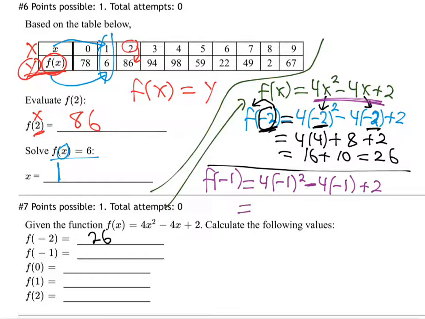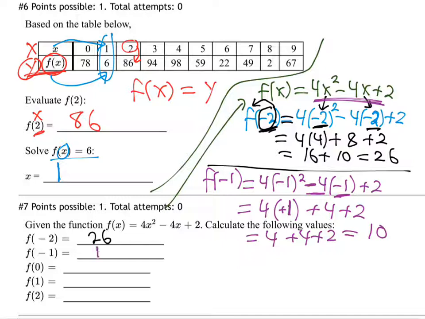Now what comes of that? That's negative 1 squared. That's negative 1 times negative 1. Positive 1. Okay, because 2 negatives make a positive, right? A negative number squared is 2 negatives, so it's positive. Negative times negative here, plus 4. And so that's 4 times 1 is 4, plus 4, plus 2, 10.